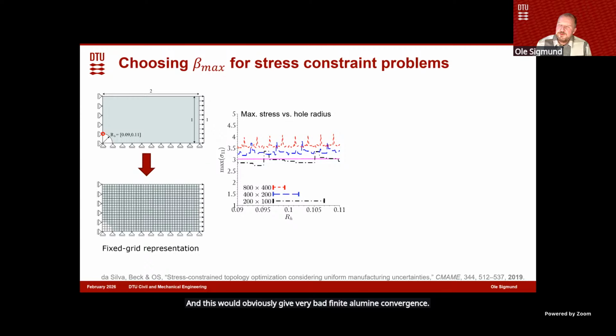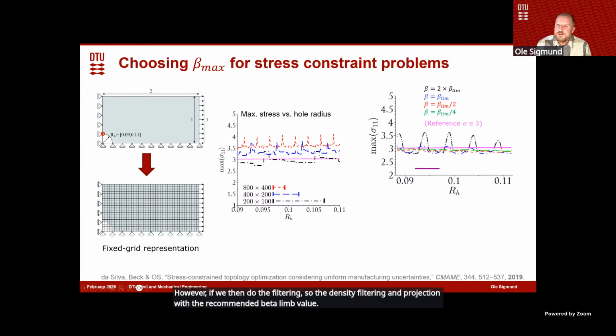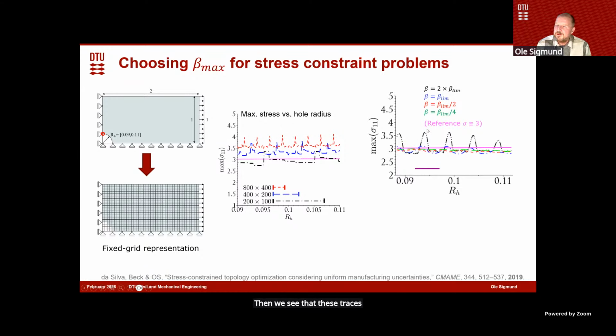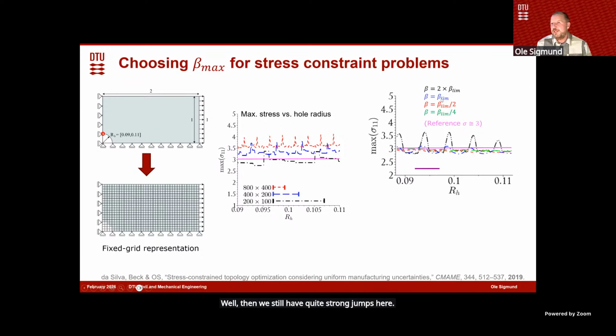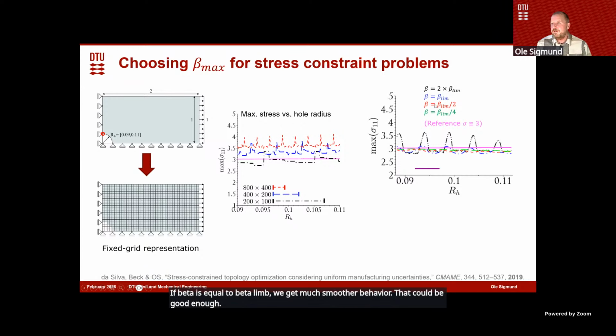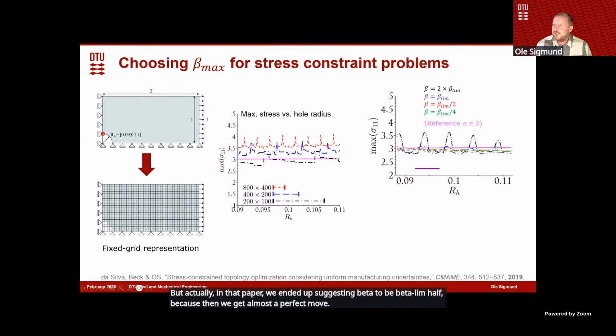However, if we then do the filtering, so the density filtering and projection with the recommended beta lim value, then we see that the stresses get much smoother. If beta is 2 times beta lim, so that would be a transition region of half an element, well, then we still have quite strong jumps here. If beta is equal to beta lim, we get much smoother behavior. That could be good enough, but actually in that paper, we ended up suggesting beta to be beta lim over 2, because then we get almost a perfect smooth behavior here.